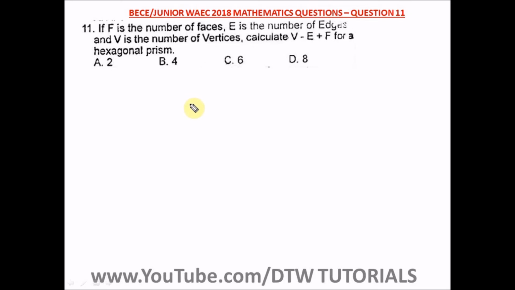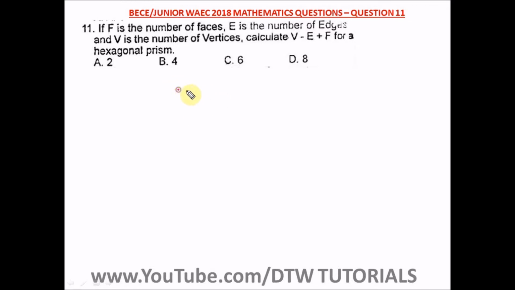Question 11 of the BECE Junior WAEC 2018 Mathematics Past Question. That's your OBJ question 11. It says if F is the number of faces, E is the number of edges, and V is the number of vertices, calculate V minus E plus F for a hexagonal prism. A hexagonal prism is a solid shape, and it is hexagonal, so the two bases have 6 sides.